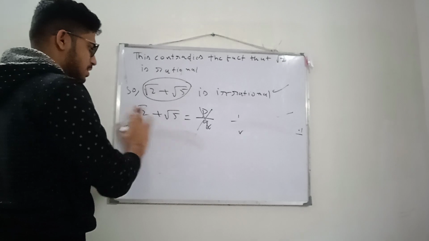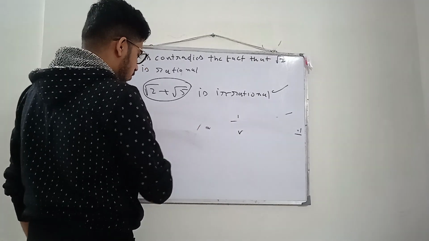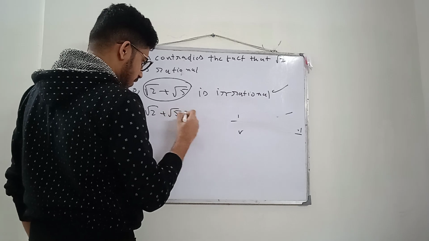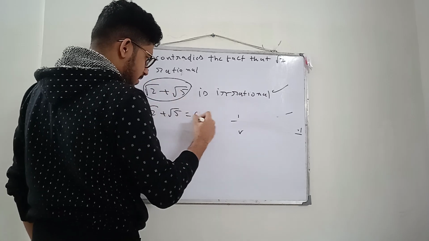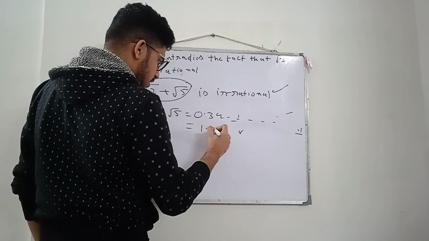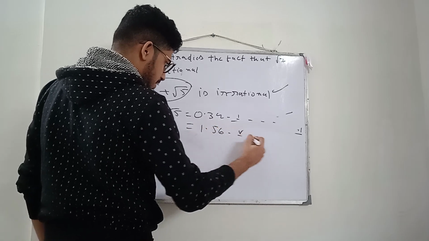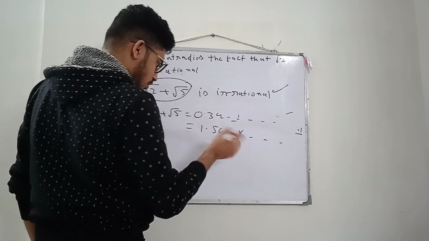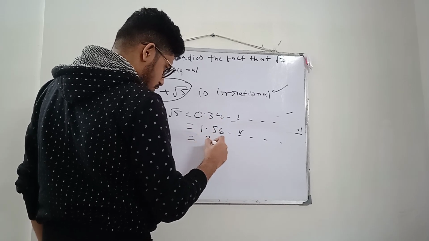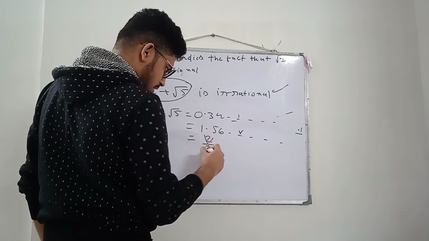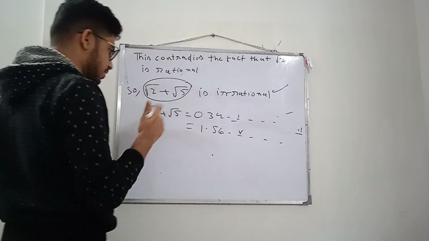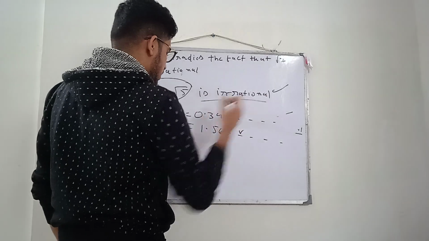Suppose the root 2 plus root 5 value is 0.34 something something, or 1.56 something something. It is not like 2 by 3, which is a rational number. These non-terminating decimal numbers are all irrational numbers. I hope you all understood that it is an irrational number.